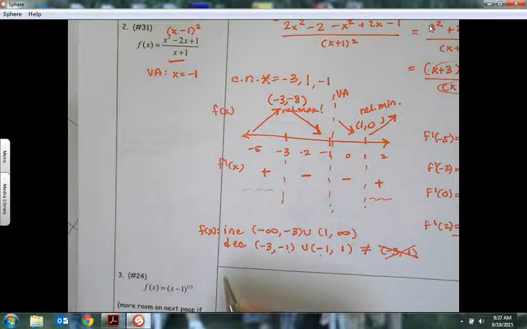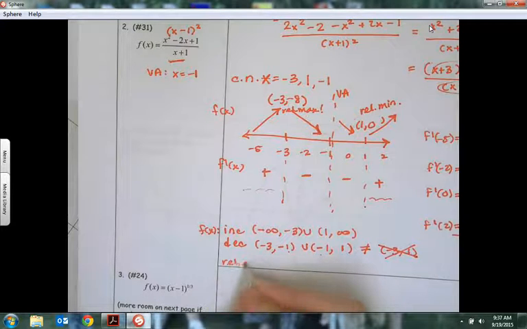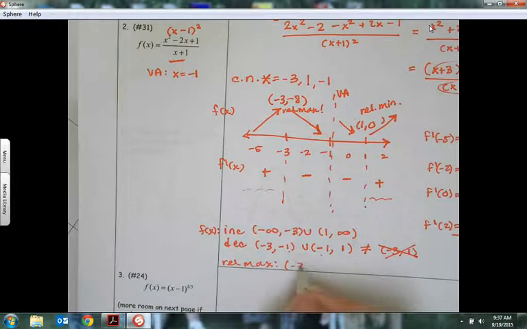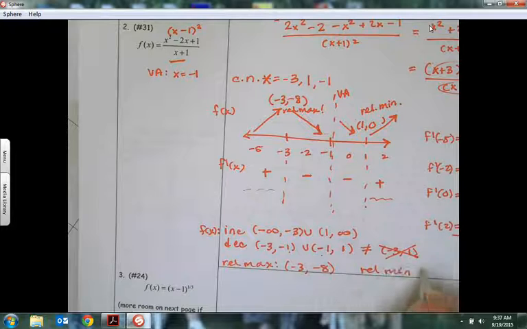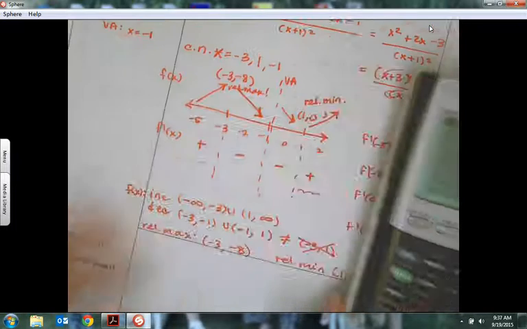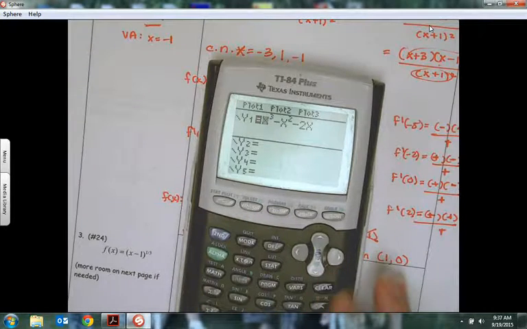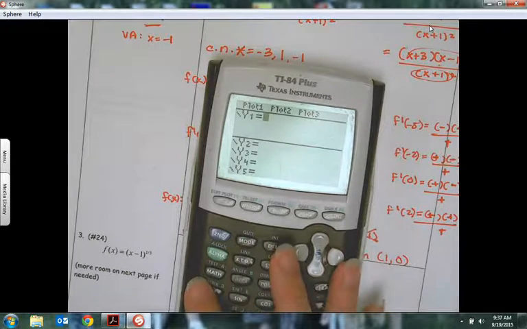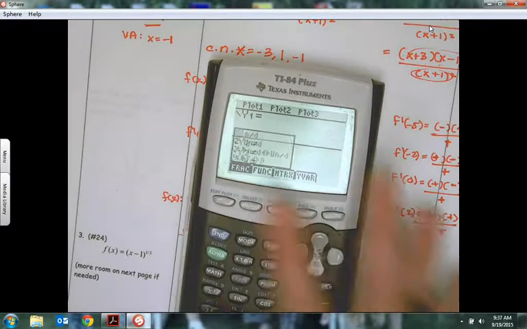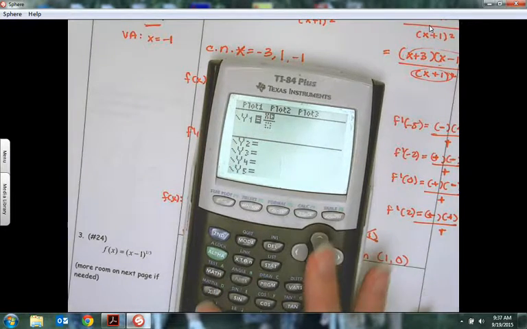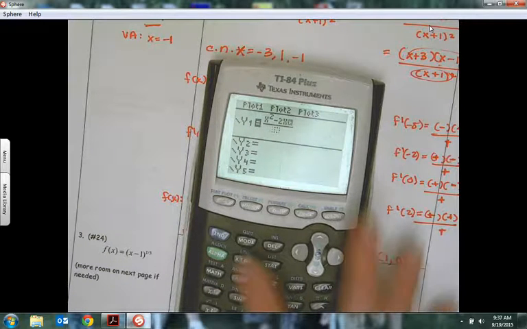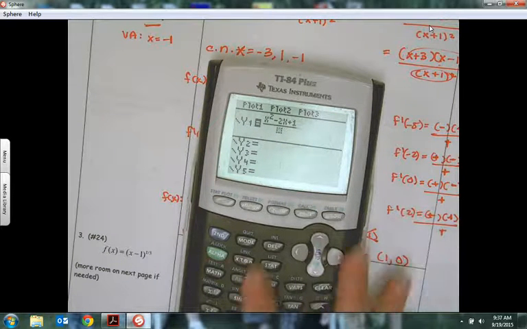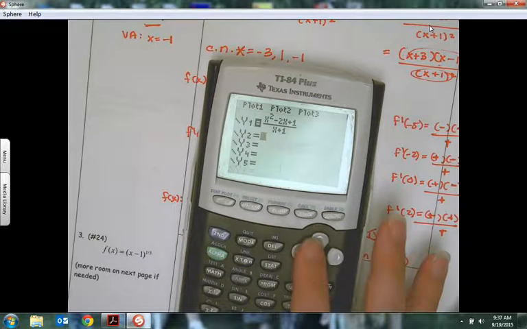And then we already found we have a relative max at -3, -8, and we have a relative min at 1, 0. Let's see how we did with our graph. I'm going to go y equals, x squared minus 2x plus 1 over x plus 1, and I'm just going to zoom standard.